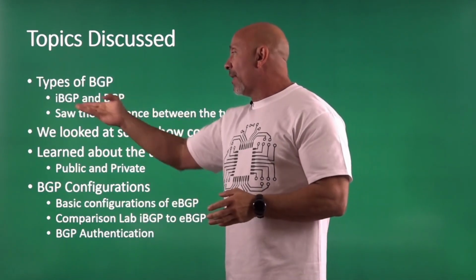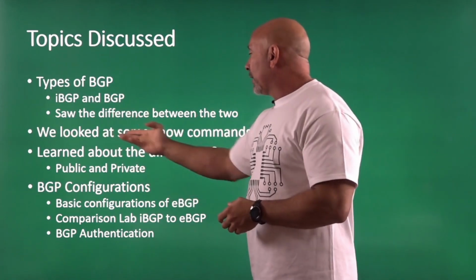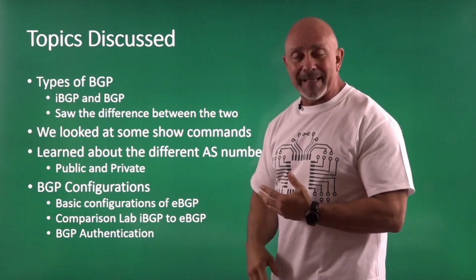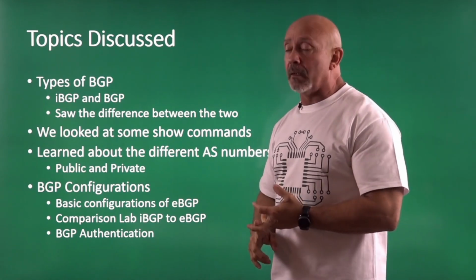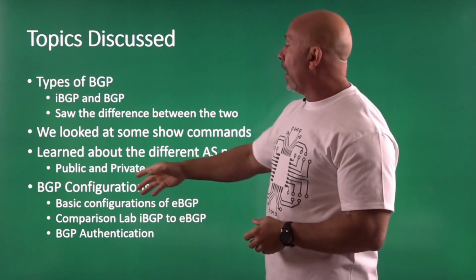Okay. We also have the types of BGP. You already saw that, iBGP and eBGP. You saw the difference between both of them. We looked at some show commands. Yes, we did. Show IP BGP summary, show IP BGP neighbors, show IP BGP table, looking at the BGP table. All right.